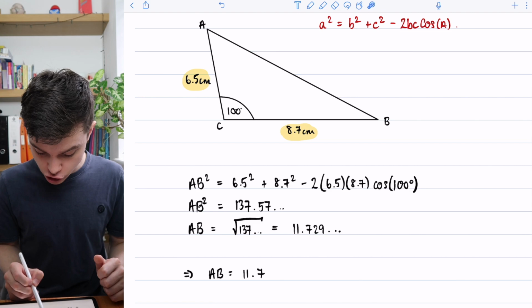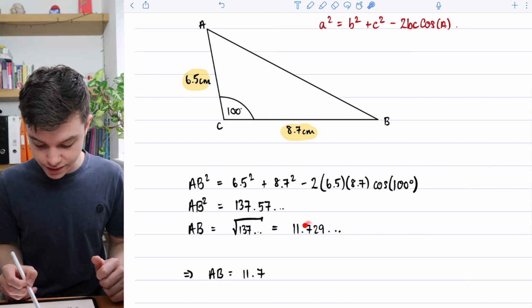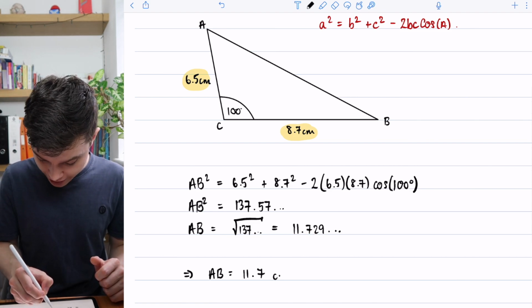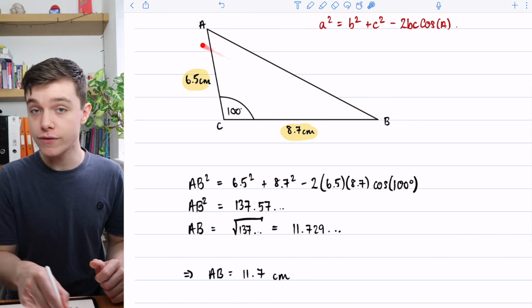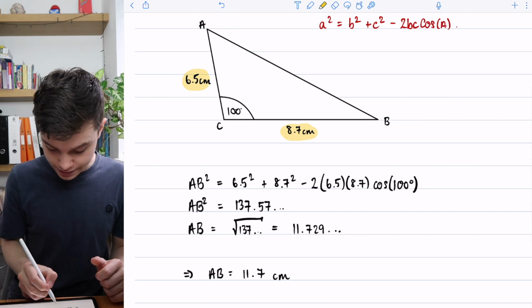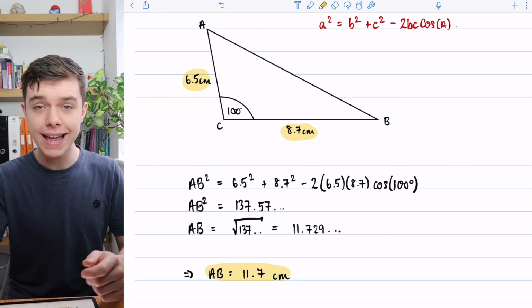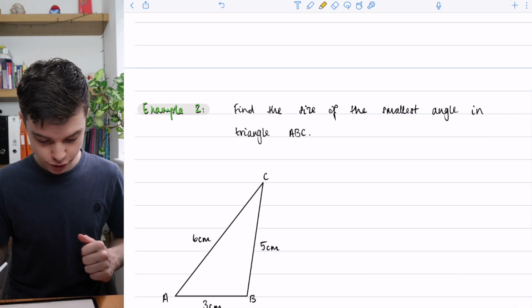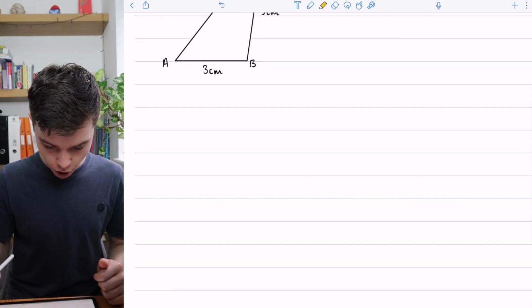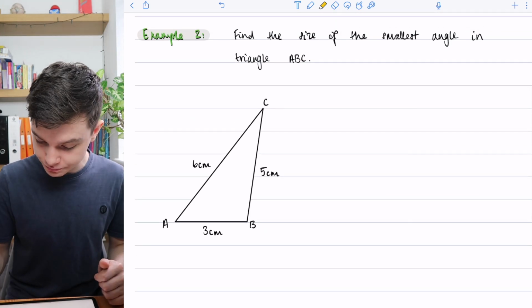We've got 1, 2, 3. The 2 just leaves the 7 as it is. And of course, don't forget your units. The other lengths were in centimetres, so the length that we've just found will also be in centimetres. And that is the length of side AB. Hopefully not too tricky. Let's have a look at another example, and then we've got one more at the end.